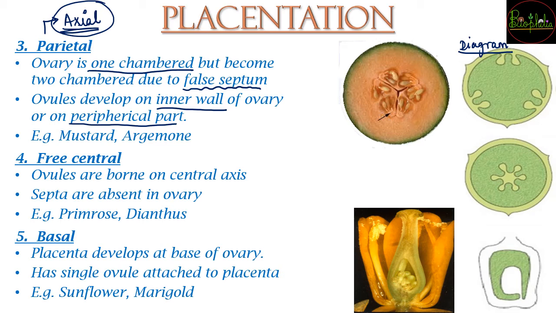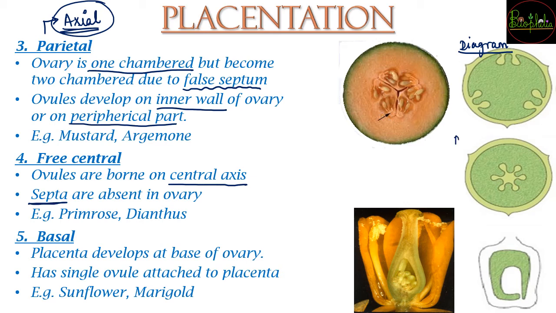The fourth placentation type is going to be free central placentation. So free central, from the name you can guess how the ovules are going to be arranged. These are going to be free, meaning there will be no septum and no such division, and they will be in the central part or the center of the ovary. So these ovules are going to be on the central axis and there are no septa. That is the reason these are called free. Such can be seen in the case of primrose and dianthus.